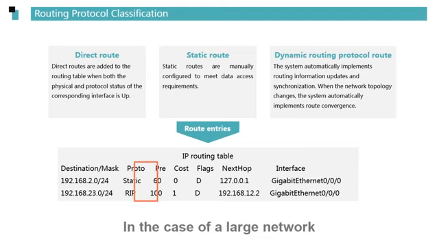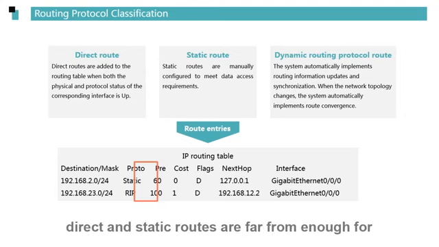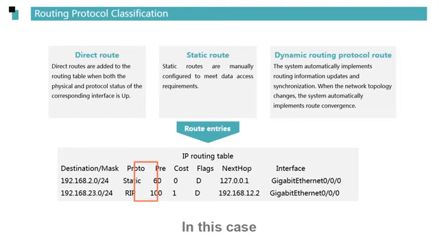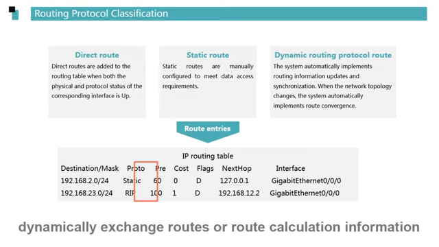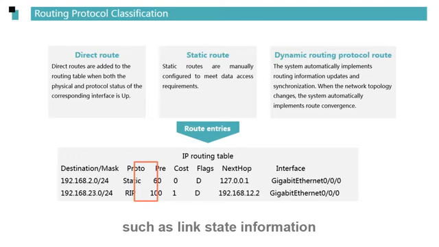In the case of a large network, direct and static routes are far from enough for routers to implement routing. In this case, dynamic routes are also needed. Dynamic routing protocols enable routers to dynamically exchange routes or route calculation information, such as link state information. In this way, routers learn or calculate routes to enrich their routing tables.